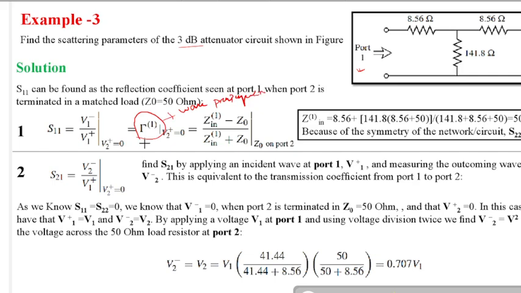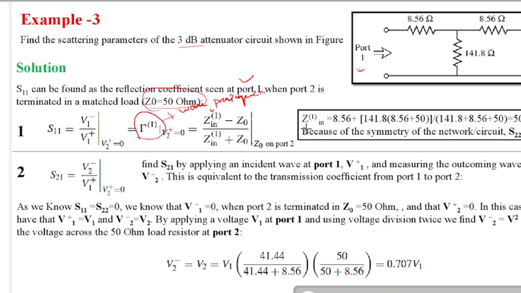If we know what wave propagation is, from there we can calculate the reflection value, the voltage incident, and the voltage applied or reflected. So that is equal to Zin at port 1: Zin minus Z0 divided by Zin plus Z0. So S11 can be found as the reflection coefficient seen at port 1 when port 2 is terminated in a matched load, where Z0 equals 50 ohm. Why Z0 is equal to 50 ohm is also important to know.